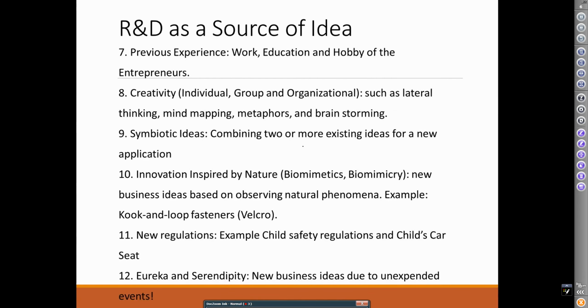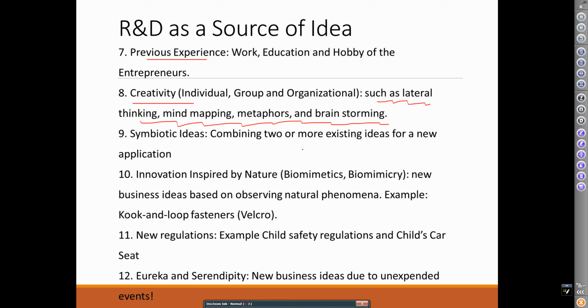And now the sources of idea: previous experience. Of course, we may use previous experience and create not radical but incremental innovations. We may be based on creativity. Here you can find different methods which help us to create ideas and innovations based on creativity: lateral thinking, mind mapping, metaphors, brainstorming, the Delphi method and other methods. Some of these methods I usually use in my class, so maybe we will use some of them also.